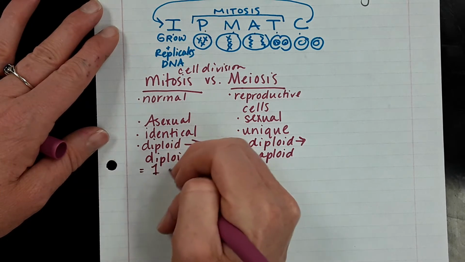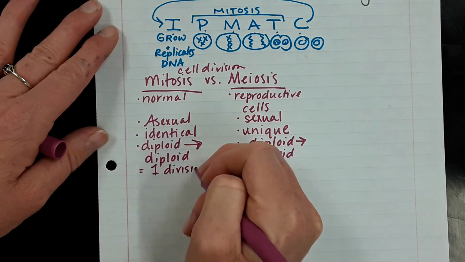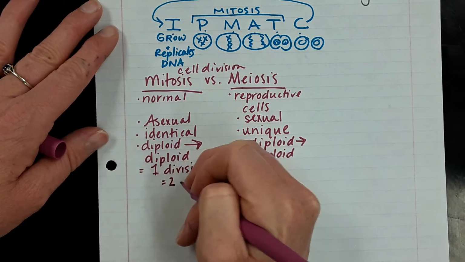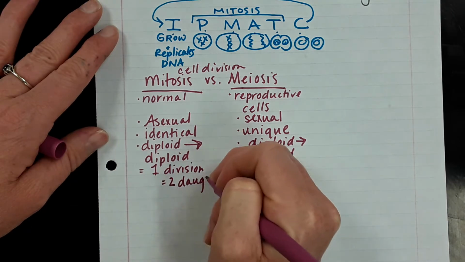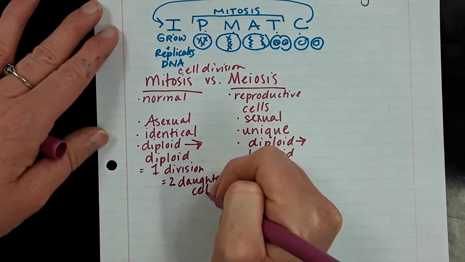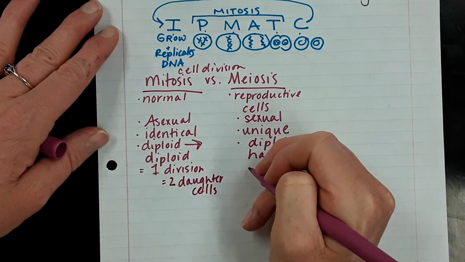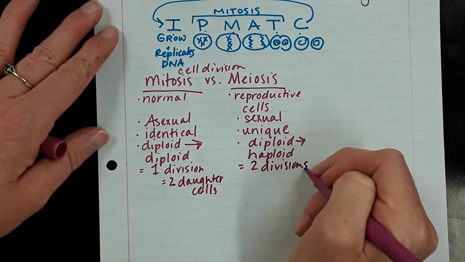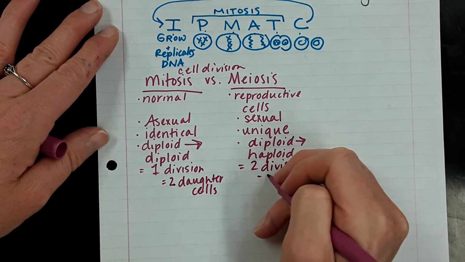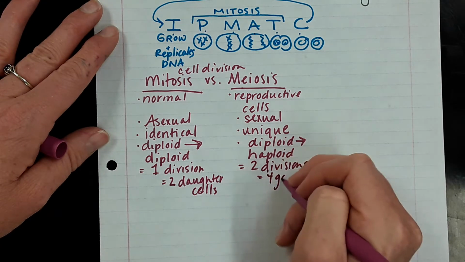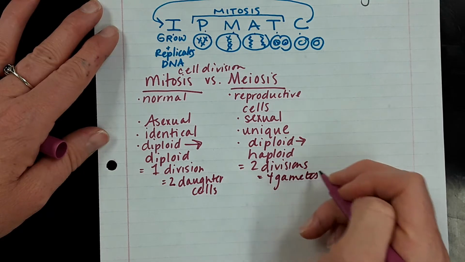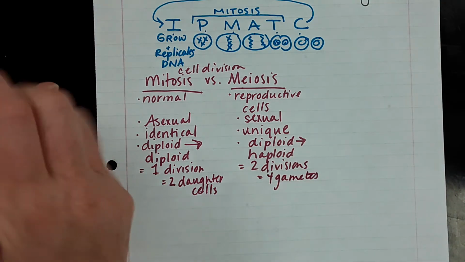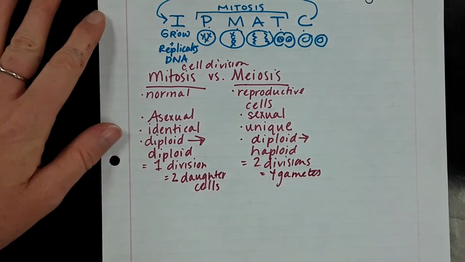Mitosis, there is one division, and that equals two daughter cells. Meiosis, there are two divisions, and when it divides twice, I'm going to have double the number of cells, so I'm going to end up with four gametes, or in females, one egg cell and then three polar bodies.